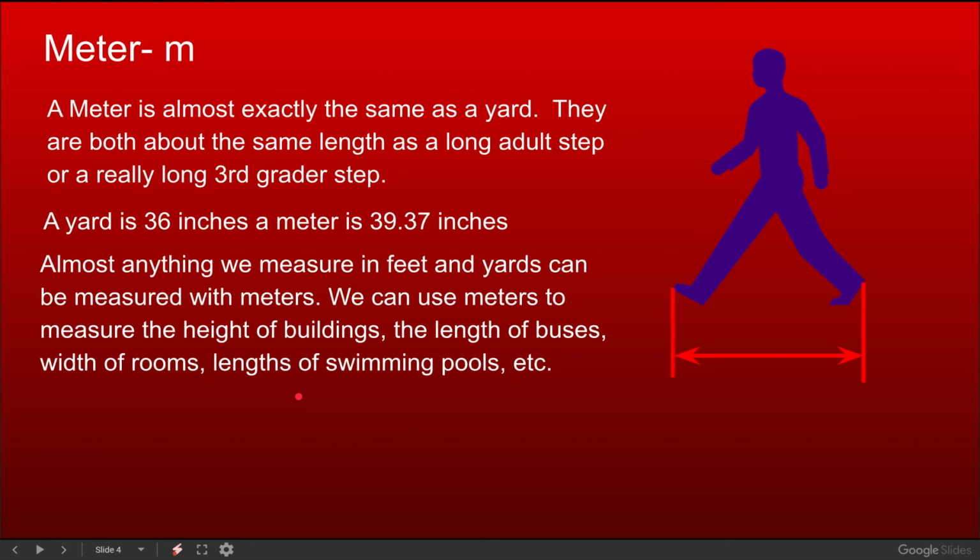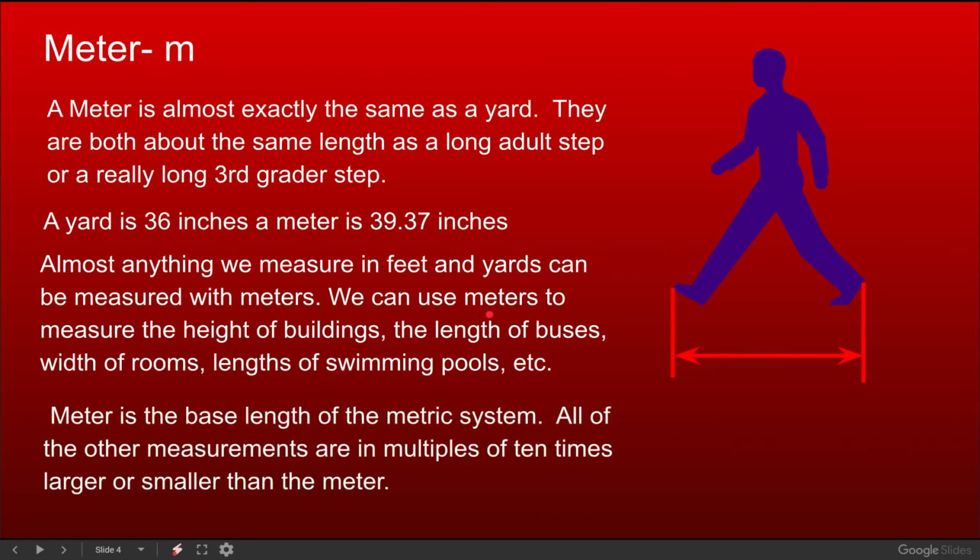lots of different things. Now, meter is the base length of the metric system. All other measurements are in multiples of 10 times larger or smaller than a meter. So as we mentioned before, the millimeter, milli meant 1,000 times smaller. Centi means 100 times smaller. Those are both multiples of 10. Now our next one, kilometer, is 1,000 times bigger. So kilo means 1,000 times bigger.